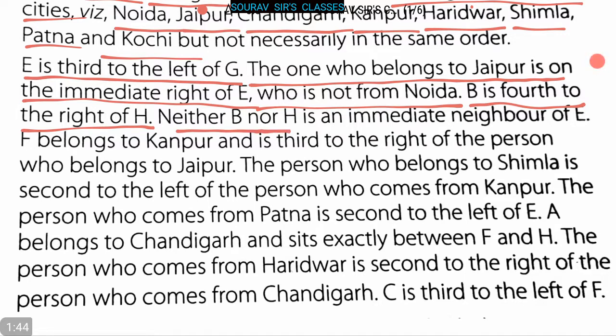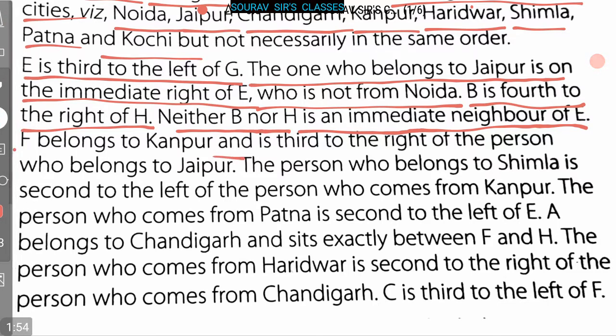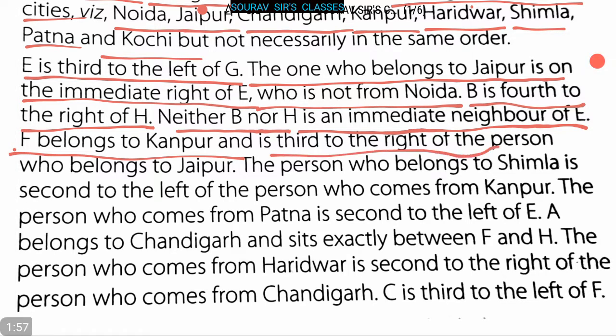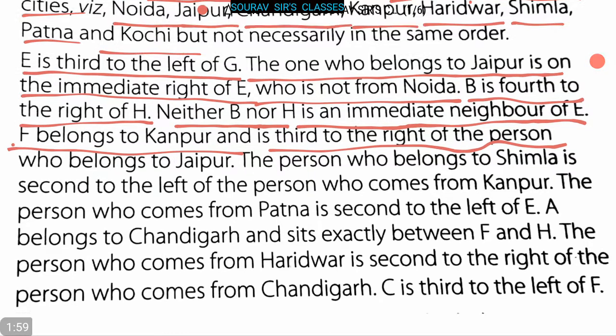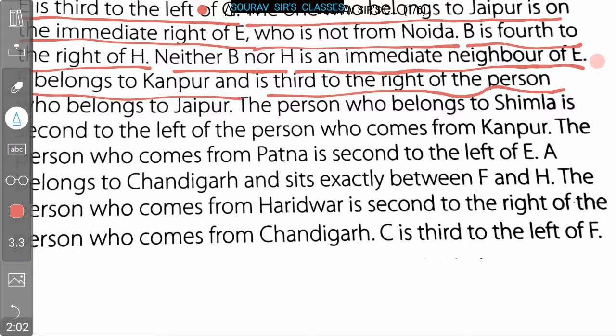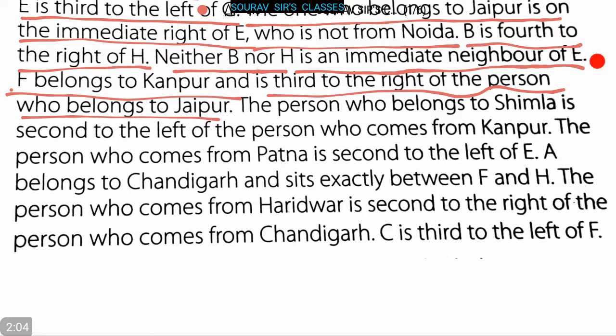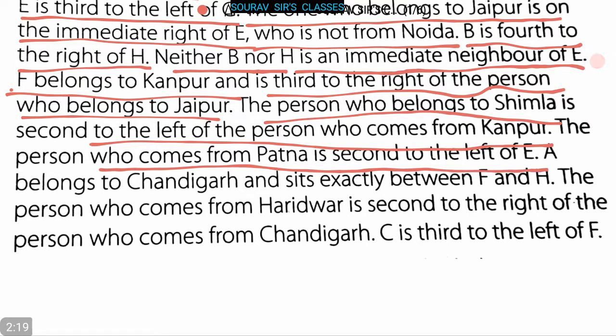Neither B nor H is an immediate neighbor of E. Now F belongs to Kanpur and is third to the right of the person who belongs to Jaipur. Now the person who belongs to Shimla is second to the left of the person who comes from Kanpur. The person who comes from Patna is second to the left of E.